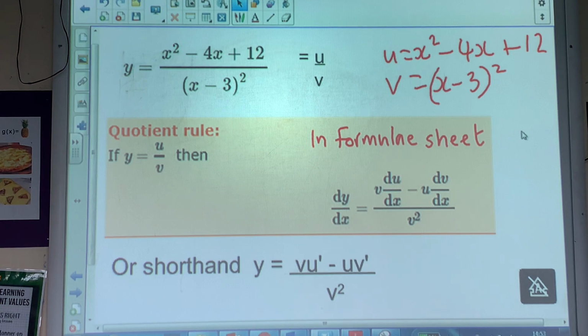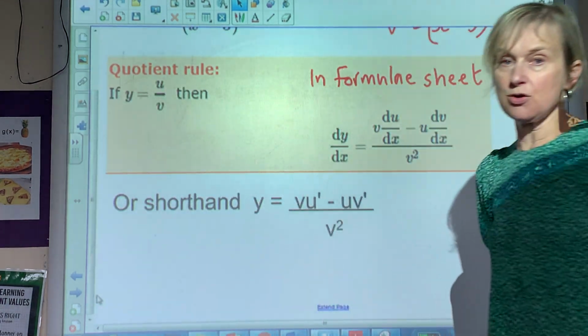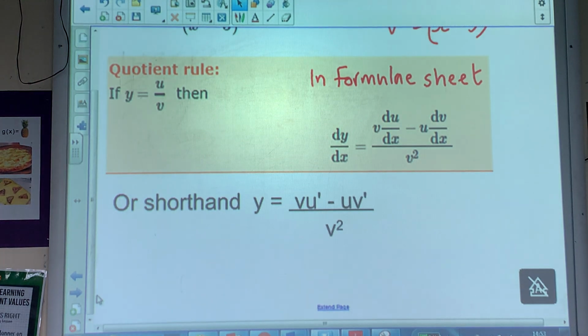And it used to be in the old A level that if you quoted this and then messed it up, you would get your method marks. We still advise you to quote that result. Bottom d top minus top d bottom all over bottom squared. Thinking of ways to help you remember it.